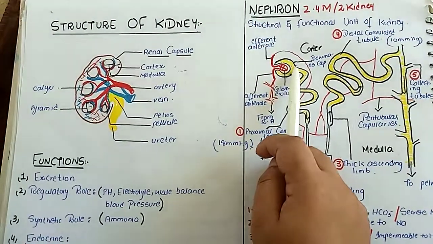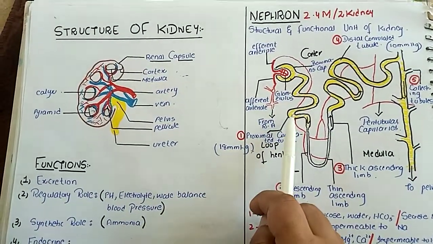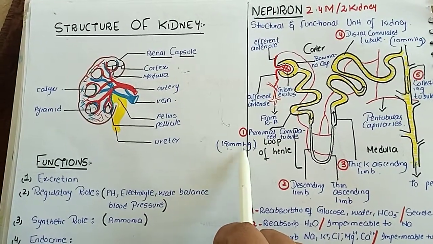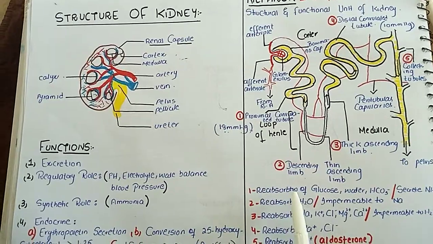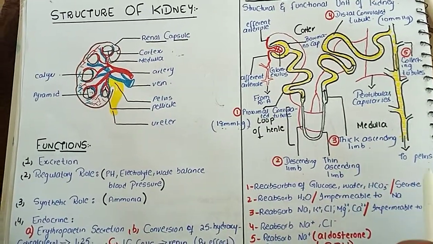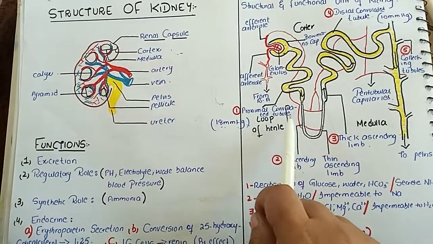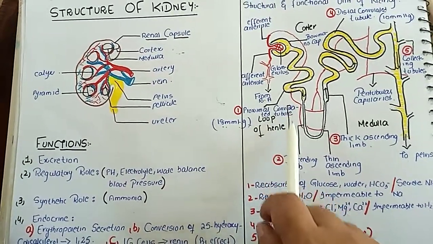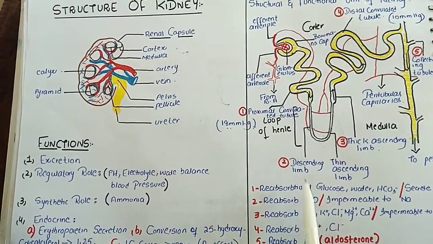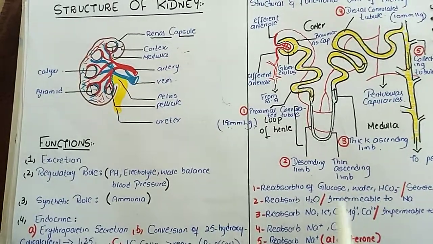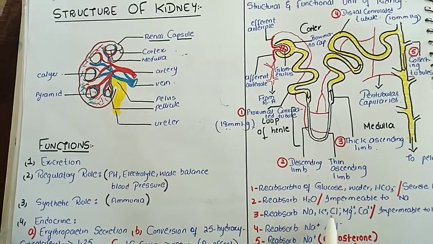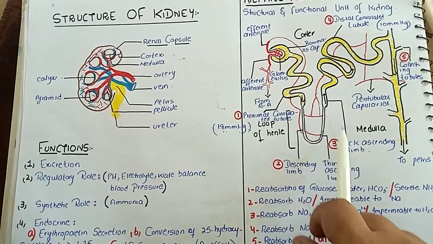Then the Bowman's capsule and proximal convoluted tubule, where the pressure is usually high, 18 mm Hg, and it is involved in the reabsorption of glucose, water, bicarbonate ion, and the secretion of ammonia. Then the loop of Henle, which consists of two parts: the descending limb, which is involved in the reabsorption of water and is impermeable to sodium, and the ascending limb, which is involved in reabsorption of sodium, potassium, and chlorine, and is impermeable to water.